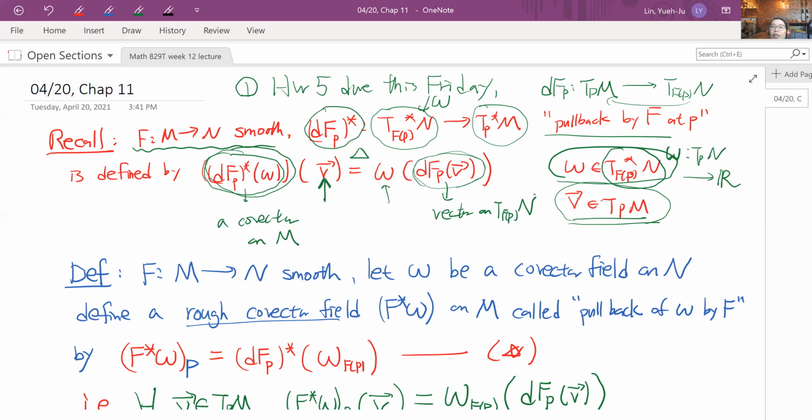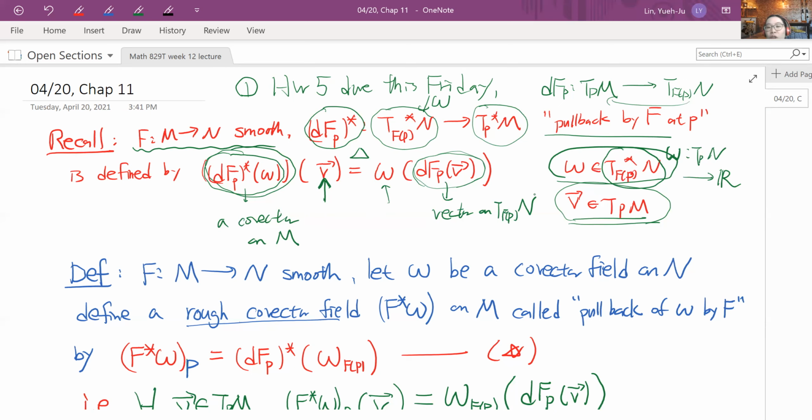So you can see that essentially, in some sense, the definition of pullback depends on the push forward of your vector V. So that's essentially how we define it. And it's actually quite natural, in the sense that that's the only way you can make sense of this. I mean, the only information you have is a vector V and W. How are you going to make it work? This is the only natural way to define it.